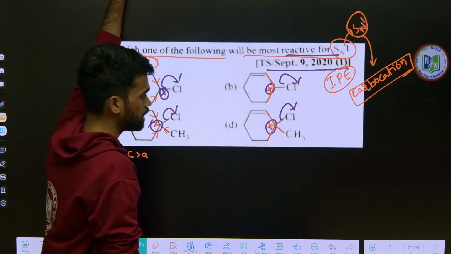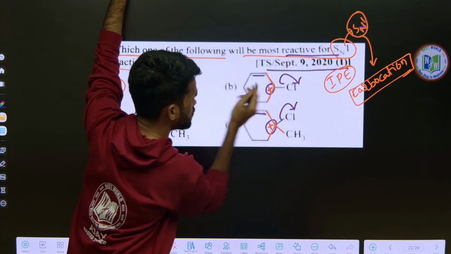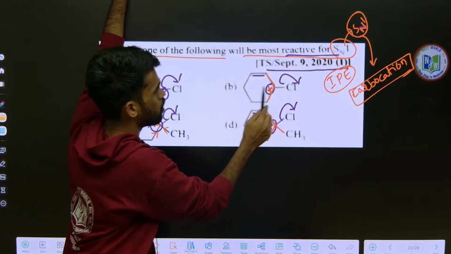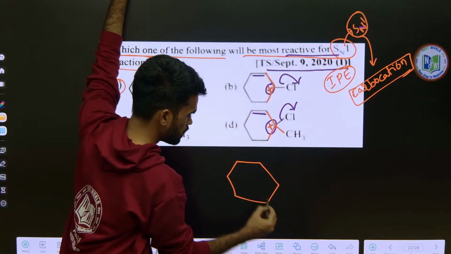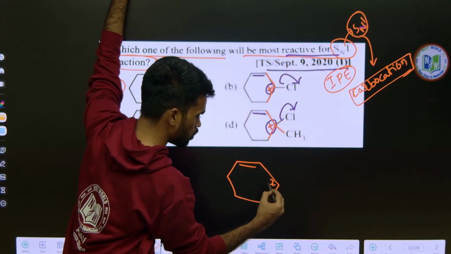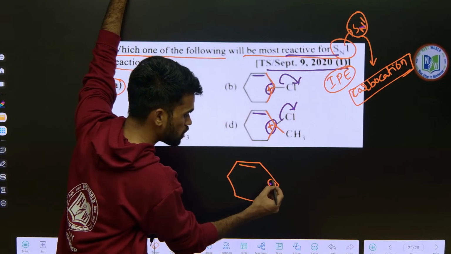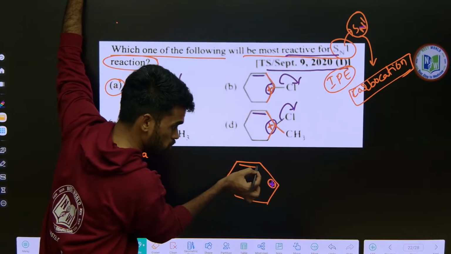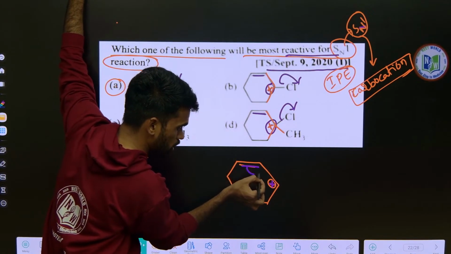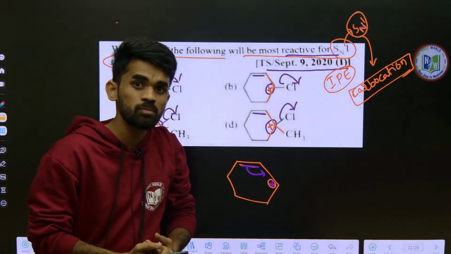This one, again, along with that, there is a pi bond here. If you observe, there are pi bonds in B and D. So how are that pi bond and this carbon placed? They are in this manner. See here, the pi bond, this is a double bond. So this pi bond will help in the stabilization of this carbon. How will it help? By shifting the pi electrons from here to here. That is what we call conjugation. What is the name? Conjugation.